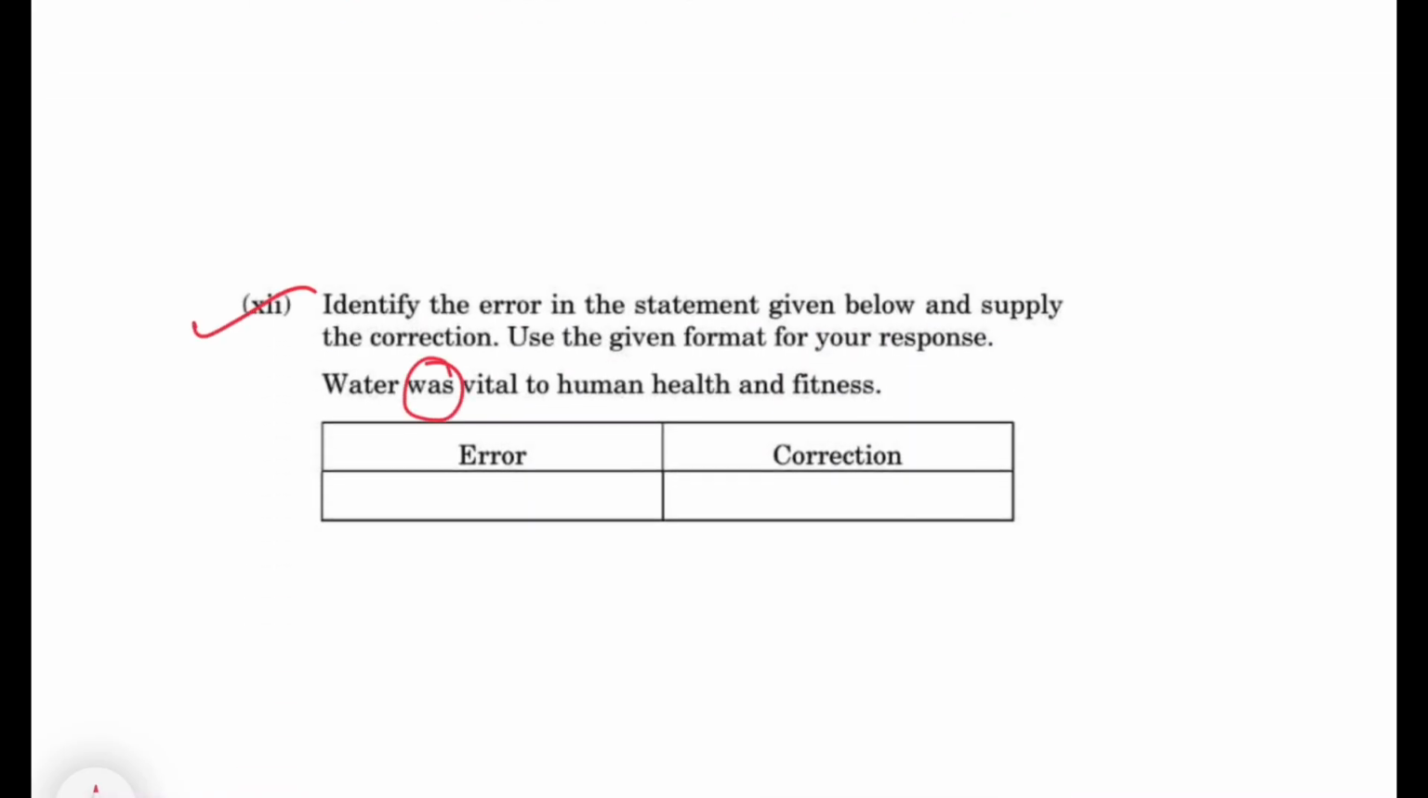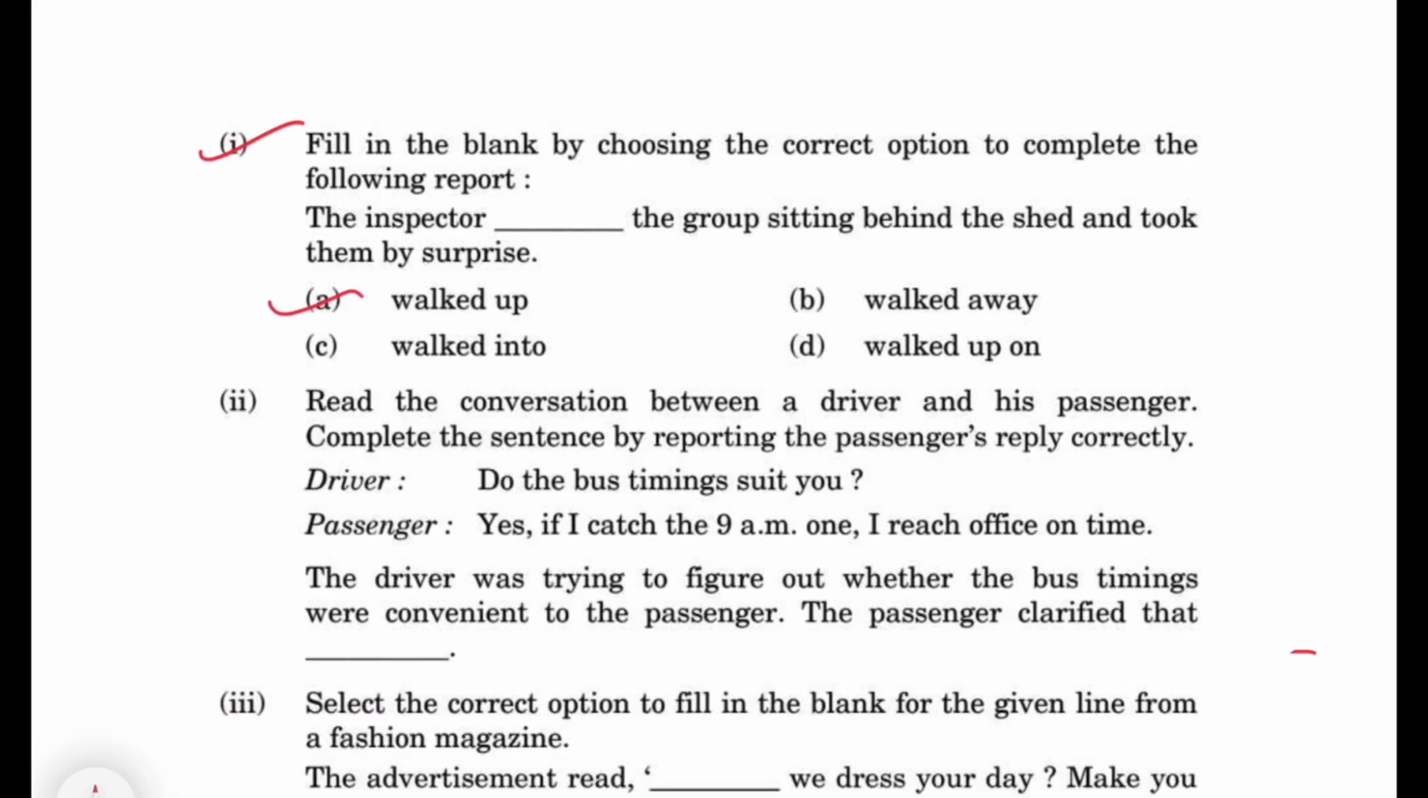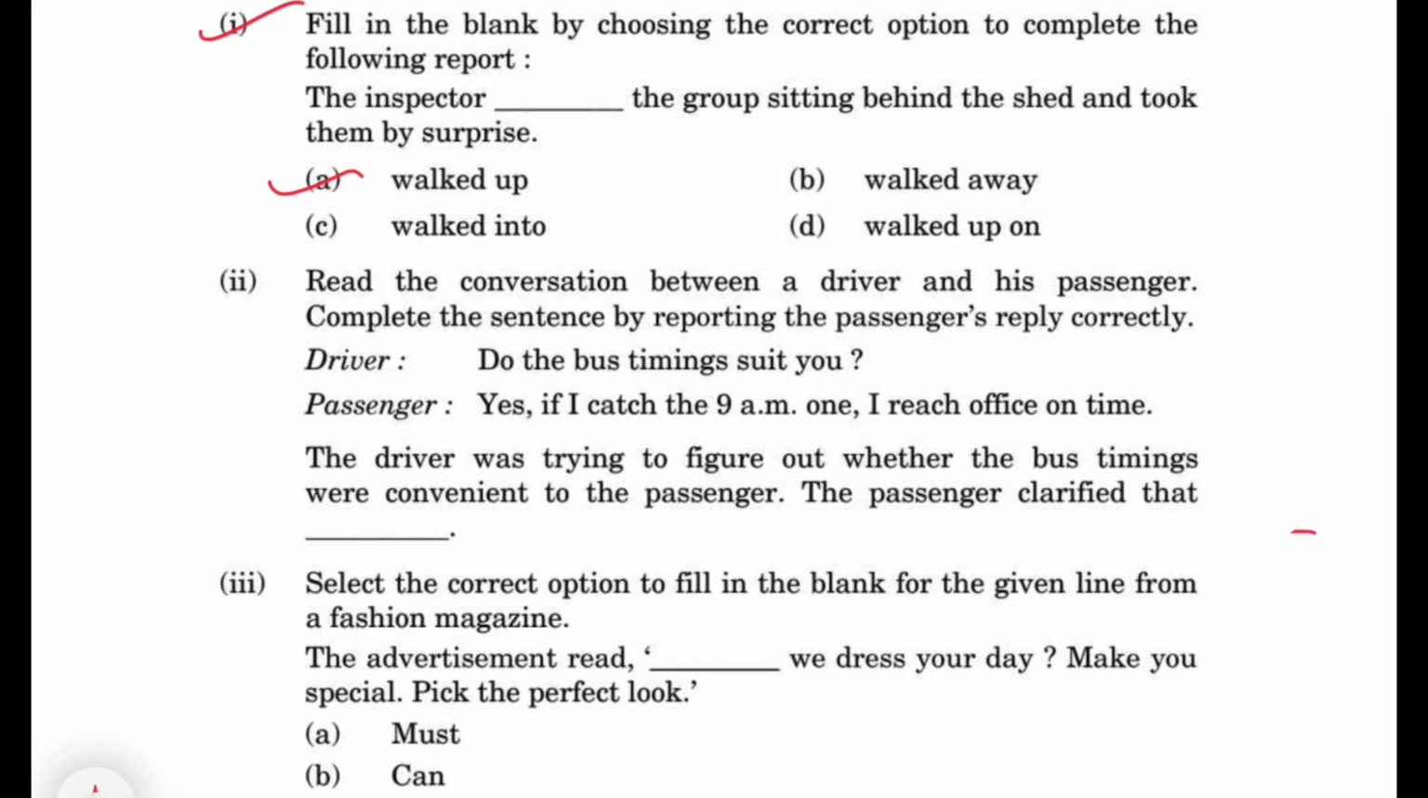Next one is water was vital. So not it is not, was, it will be is. Next is the inspector dash the group walked up. Walked up the group, that means enter somewhere. It means to come across someone. So that is walked up.